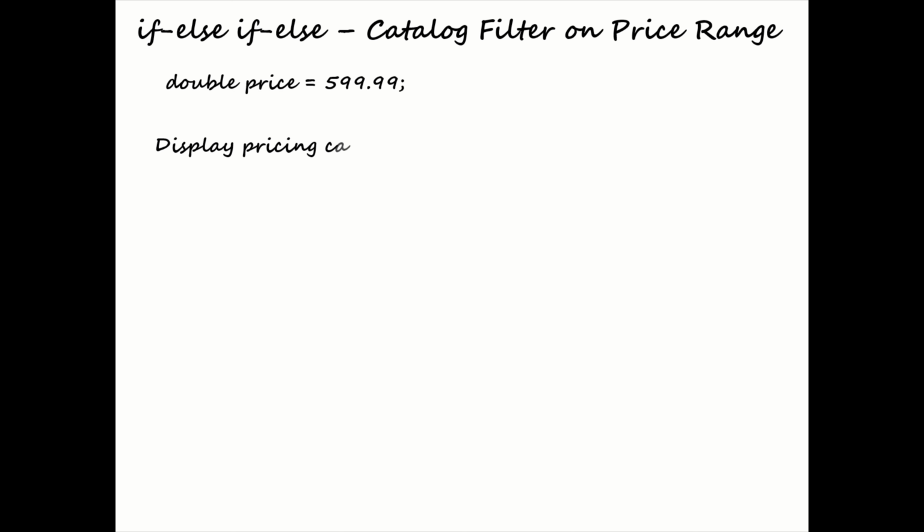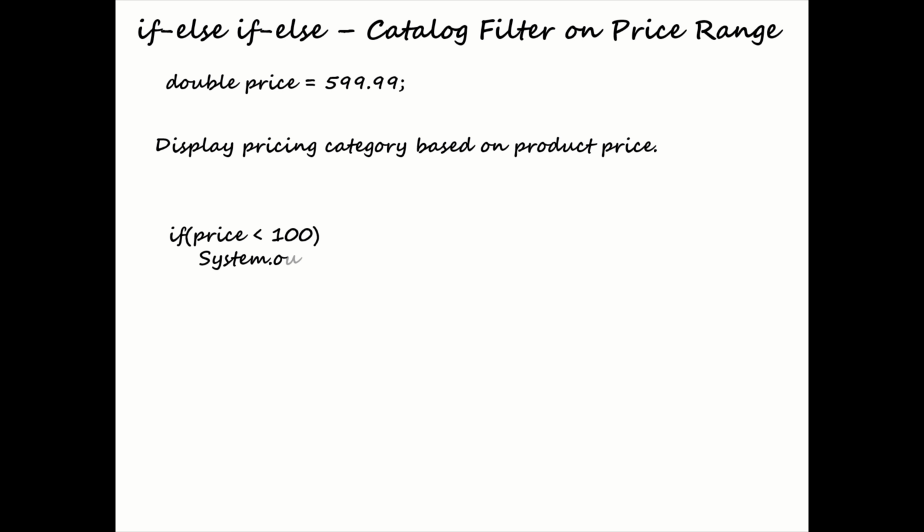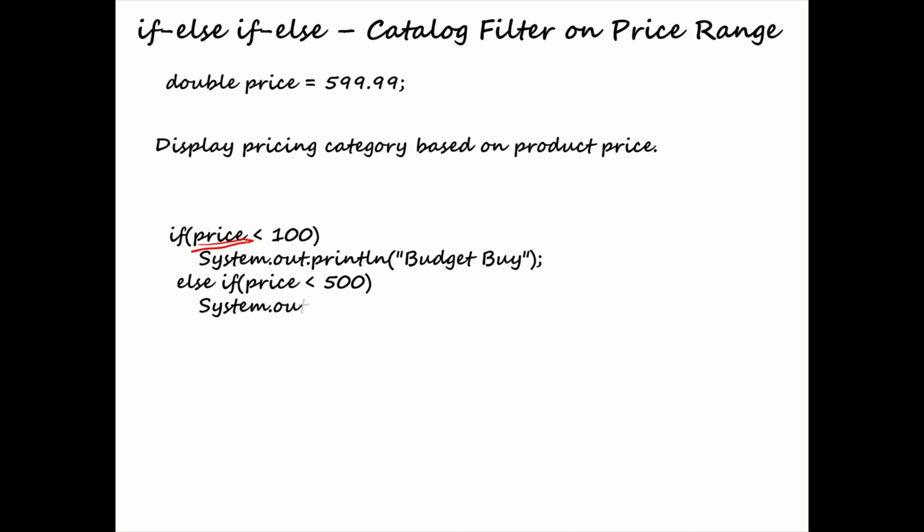Now let's check if else if. I'm going to check something called filtering on a given price. So I'll take a variable called price equal to 599, and my scenario is I want to display the price category based on my product price. So if it is less than 100, do some operation. If it is less than 500, do some other operation, otherwise do something else. So I'll go with if price is less than 100. I mean, if this is my input variable, do this work.